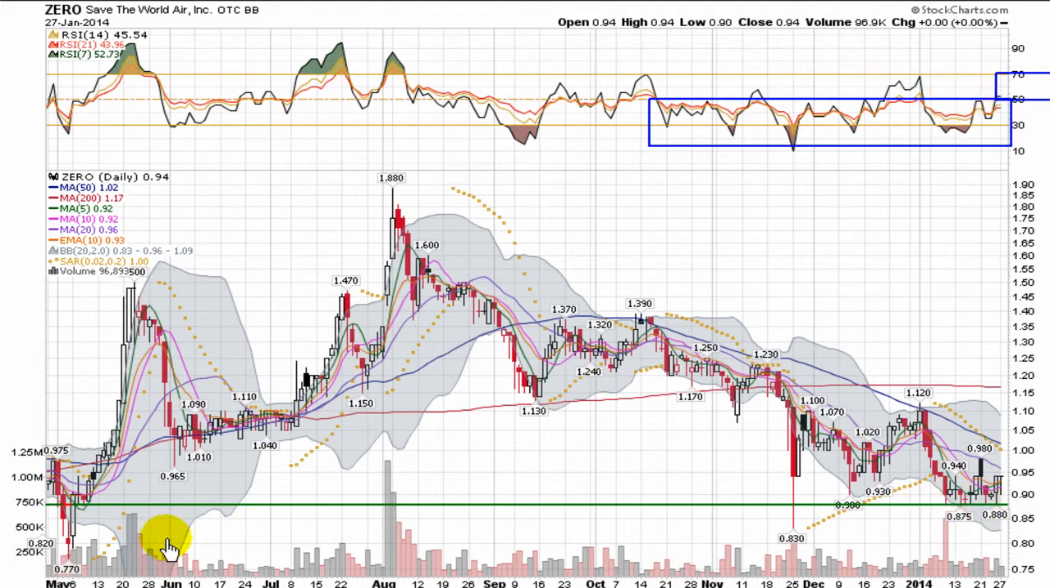If it can't hold this bottom support, the odds of it coming through and just making a new lower low down around 77 cents, maybe even up at 80 at best, is what I'd be looking for. And that's a pretty significant fall from closing prices at 94 cents on Monday.